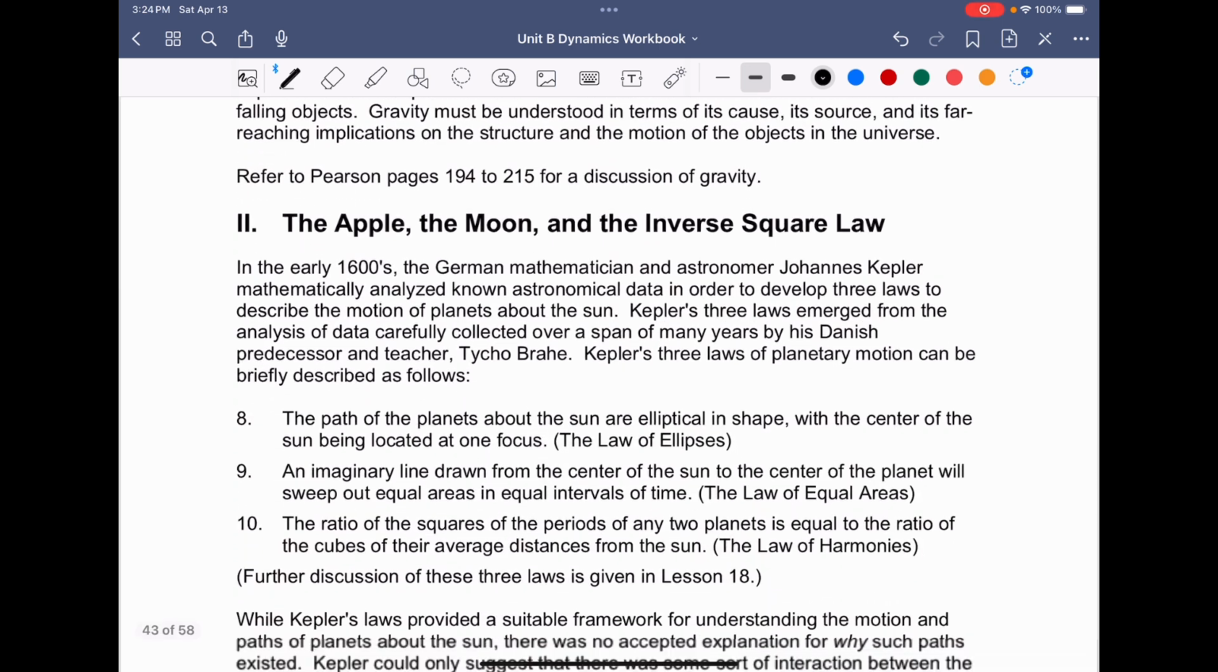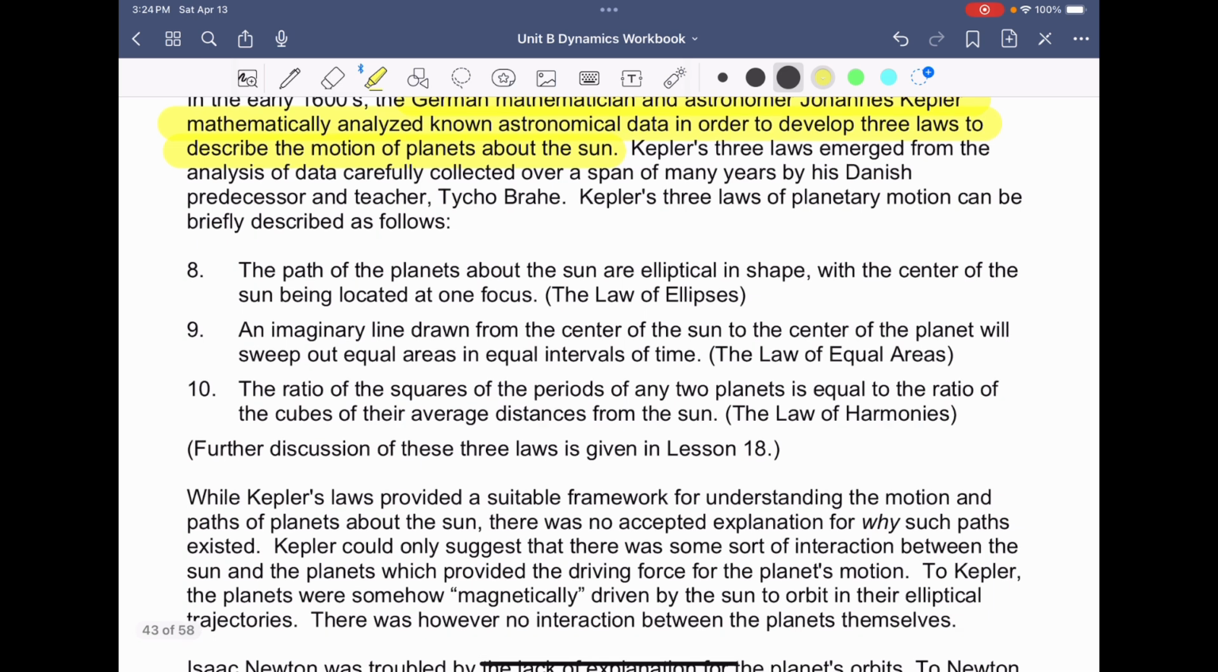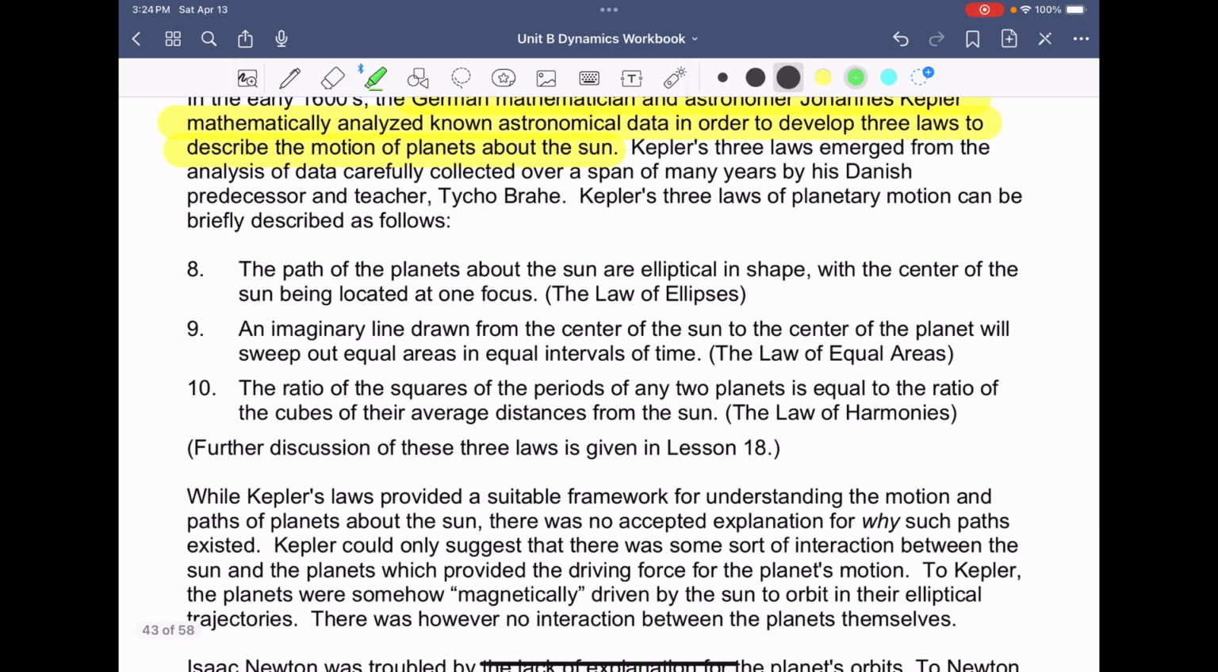So, first and foremost, we start with the German mathematician and astronomer Johannes Kepler. What he does is he discovers or comes up with these three ways of describing planetary motion, or the motion of the overall planets within any solar system, namely primarily ours. And these three laws are the following. Kepler's three laws of planetary motion can be described in the following way.